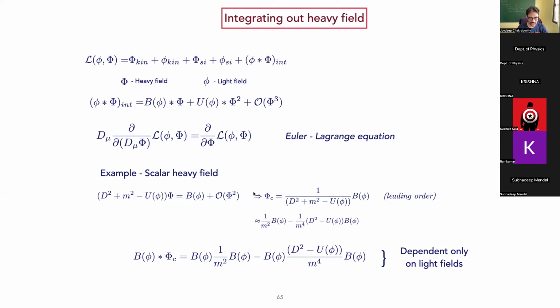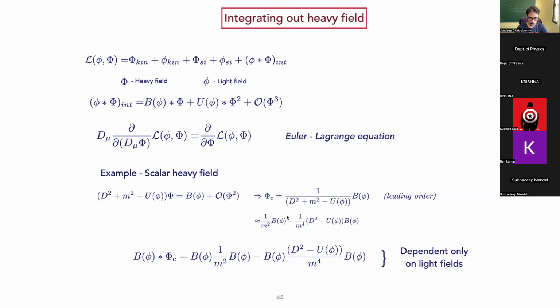Now, in this particular case, there are no quantum corrections or loops involved. This is just an expansion of the interacting propagator of the heavy field. Why interacting propagator? Because this involves the interaction. If you remove this term, this is the free propagator of the heavy field.